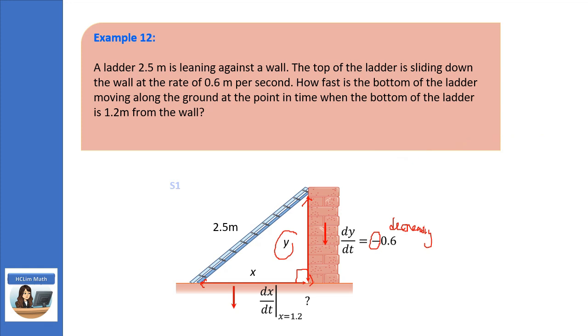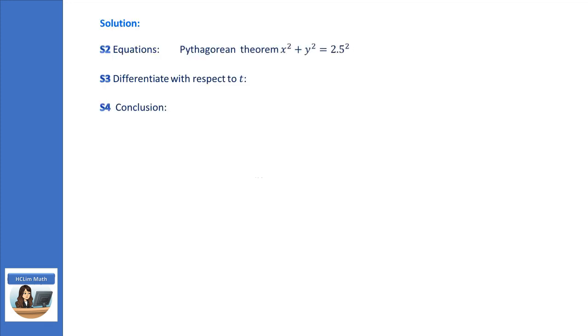So this means that I may apply the theorem of Pythagoras. So I may use 2.5 squared equal to x squared plus y squared. So this is my theorem of Pythagoras. Okay, we proceed to the next step. So the equation is x squared plus y squared equal to 2.5 squared. Again, I differentiate with respect to t both sides by using the chain rule. So I have 2x dx/dt plus 2y dy/dt.